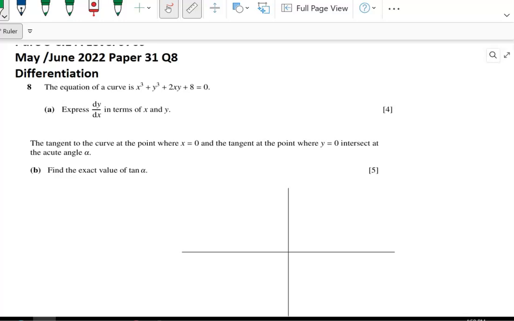The first bit is a pretty easy 4 marks, which is just some implicit differentiation. We're given this equation for a curve, and we have to get dy by dx in terms of x and y, right, the usual thing. Then we're told that we've got the tangent to the curve at the point where x is equal to 0, which obviously is going to link back to part A, and the tangent where y is equal to 0, that they intersect at the acute angle alpha.